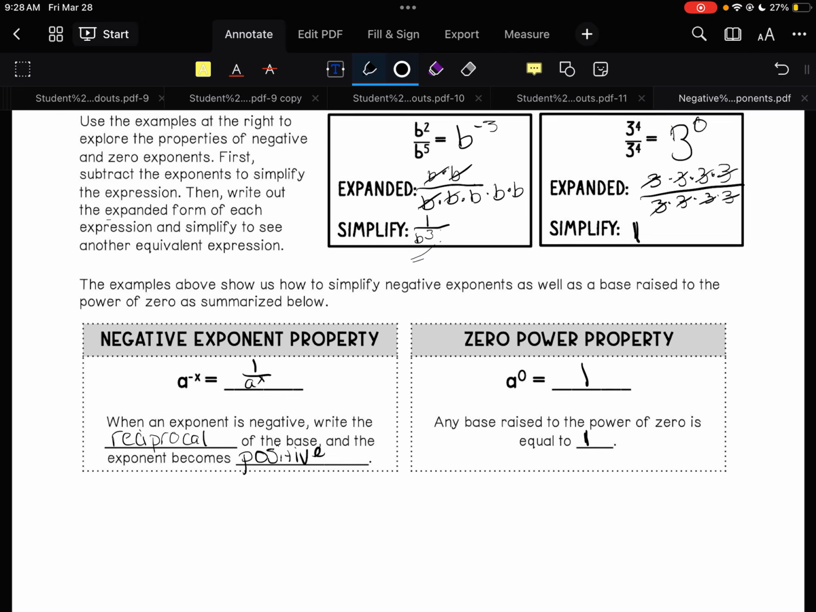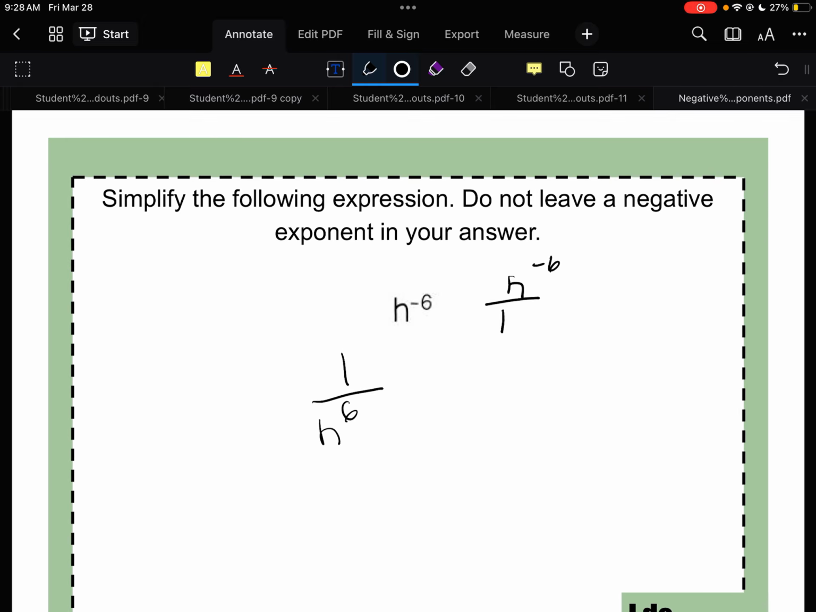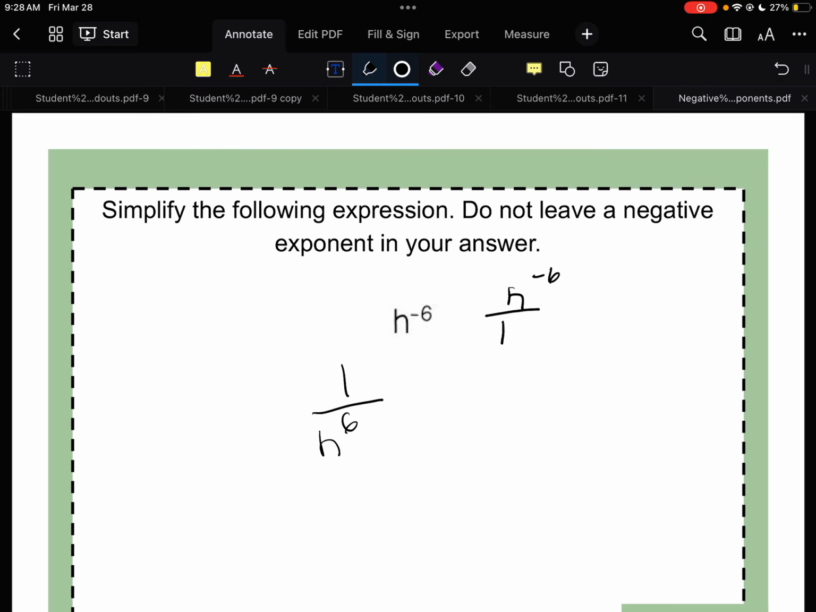So we're going to start with our next one. h to the negative 6 is going to be 1 over h to the 6. When we have whole numbers or just a variable, we put it over 1, because technically this is h to the first, h over 1 to the negative 6. So you just flip that and get 1 over h, and change that exponent to positive.